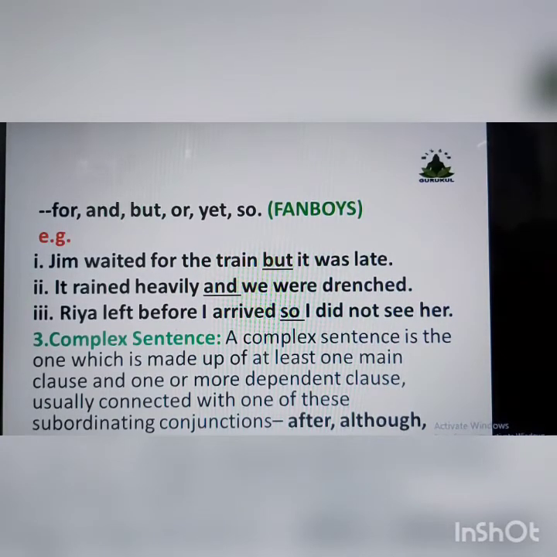So now children, the next type is the third one, complex sentence. We'll see this complex sentence in the next video, and now we'll take a break of 1 minute.